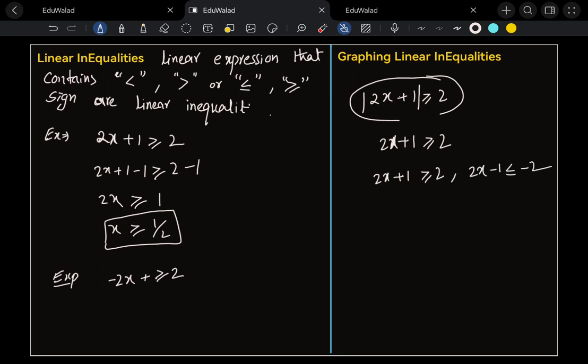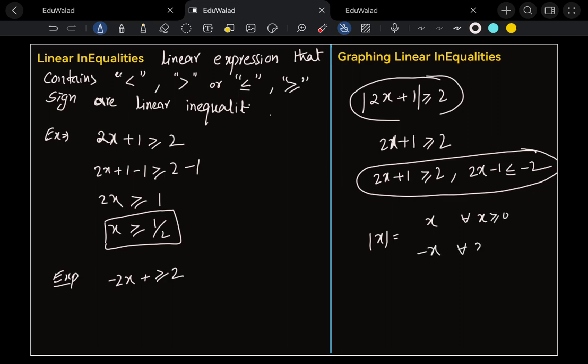We have to give two types of expressions more, because by the definition of absolute value, the absolute value of x is positive for all x greater than or equal to 0, and negative for all x less than 0. So this is the definition of absolute value.